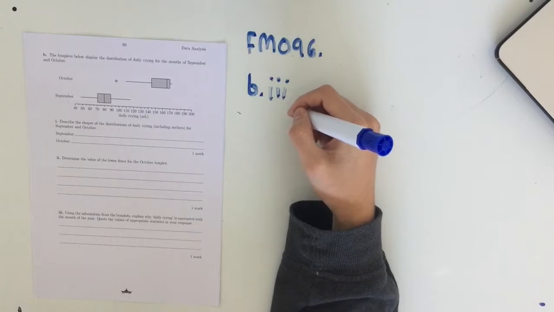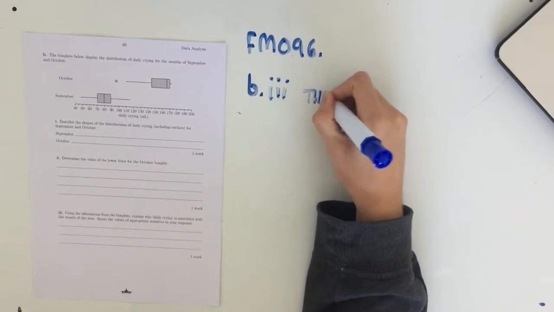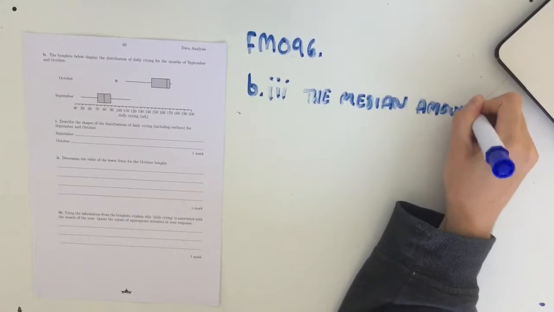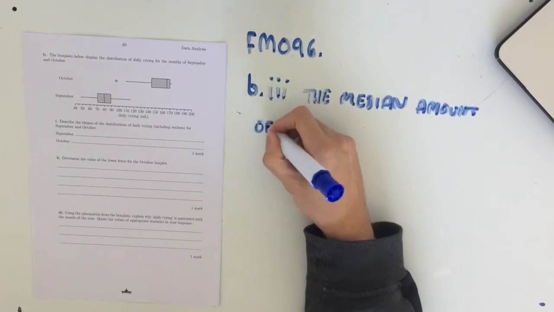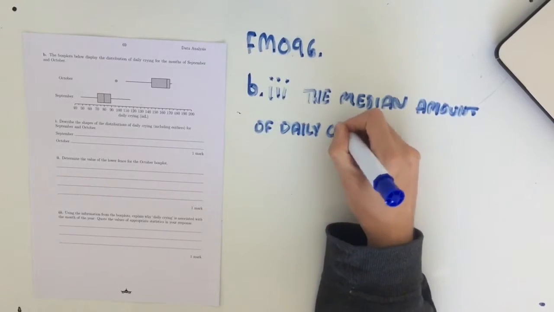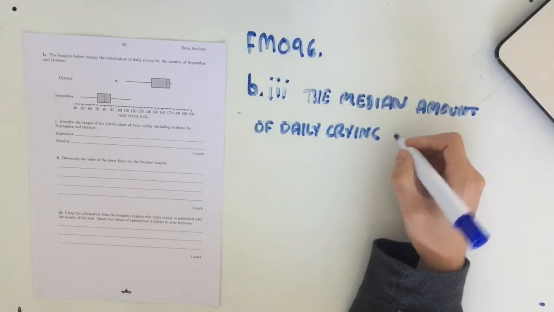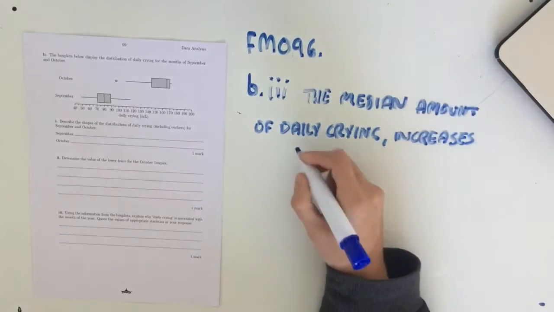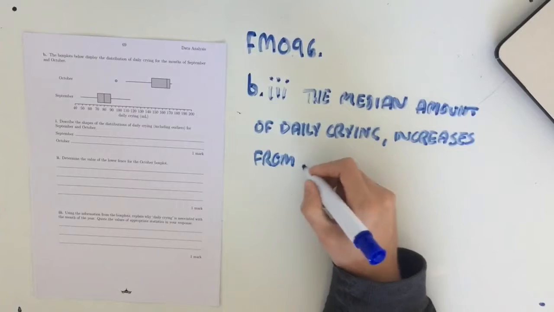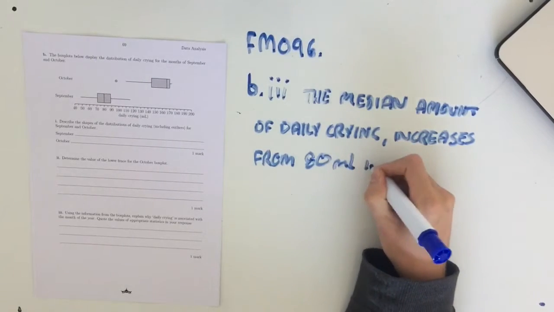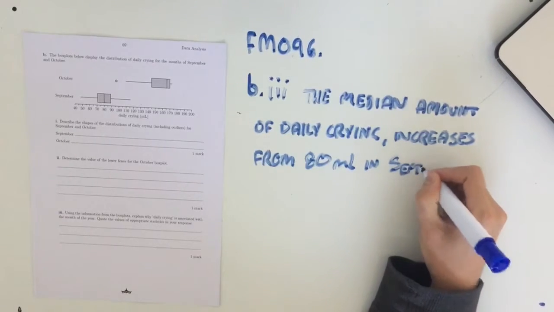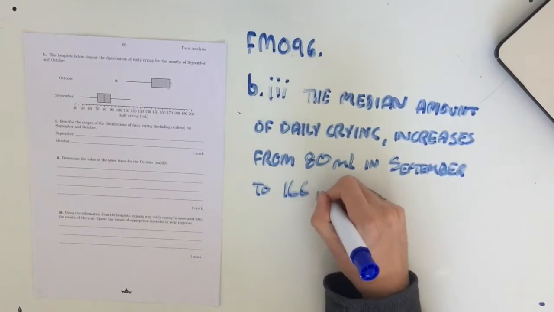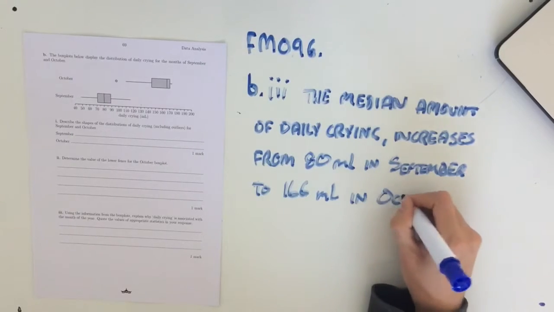But a possible answer to this would be something like: the median amount of daily crying increases from 80 mil in September to 166 mil in October.